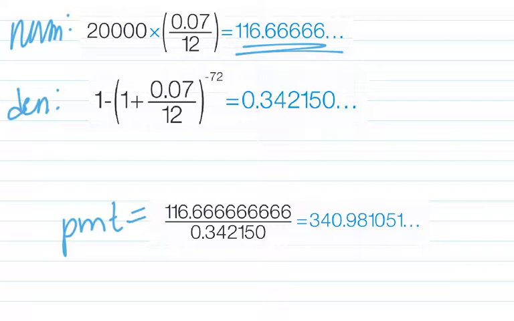And we get our answer to be the monthly payment equals $340.98. We're going to round to the nearest cent, which is our hundredths place. Let me underline that in red. We round down to 98 cents because the following digit to the right is 4 or less. So our monthly payment for this loan would be $340.98.